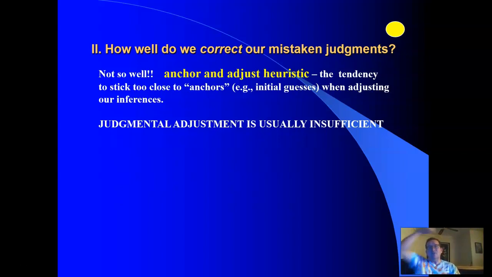In my field of social psychology, people often call that conservatism. It goes by a lot of different names, but the basic idea is that once you get an idea in your head, you stick too close to that idea, that anchor, that initial guess, when you adjust your inferences. So that's the anchor. Some people even call that the anchor and adjust heuristic, but certainly people recognize that sometimes once you get a number or an idea in your head, it can be difficult to get it out.